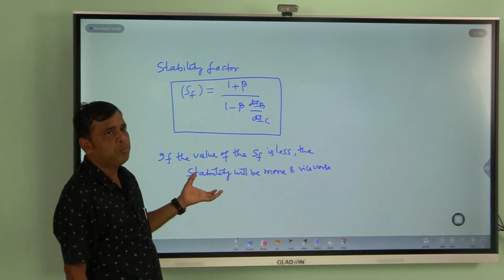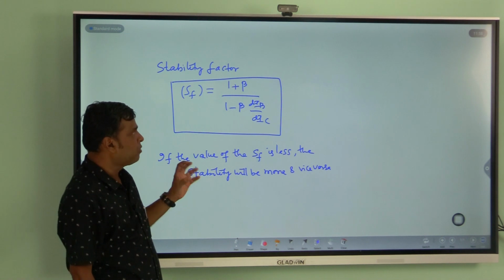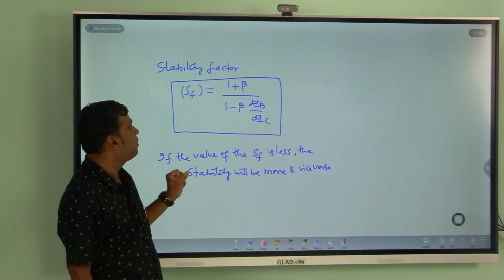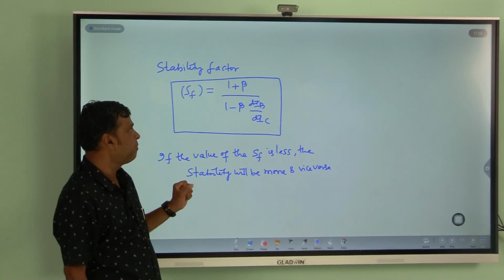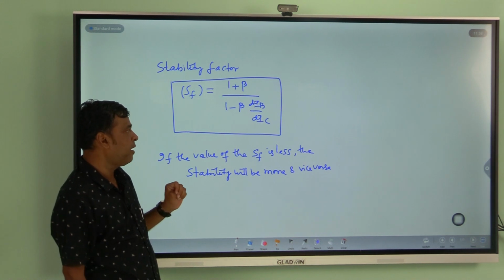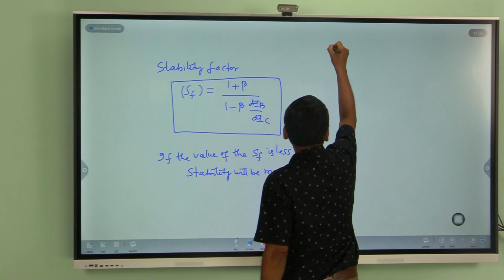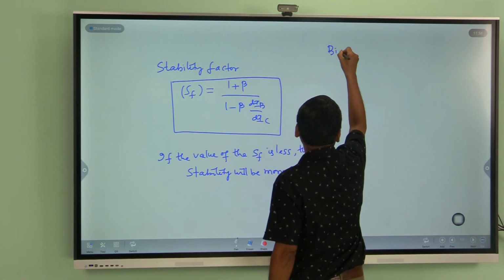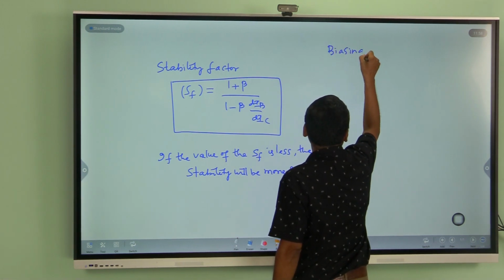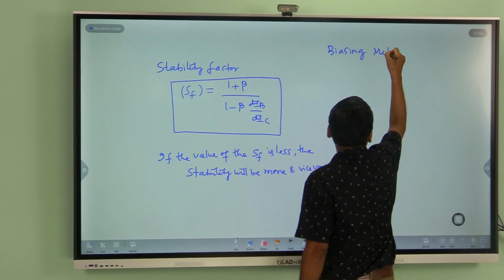That is, the Q point IC and VC should be independent of the variation of the transistor parameters, that is IC, beta and VB. So, then, biasing methods.